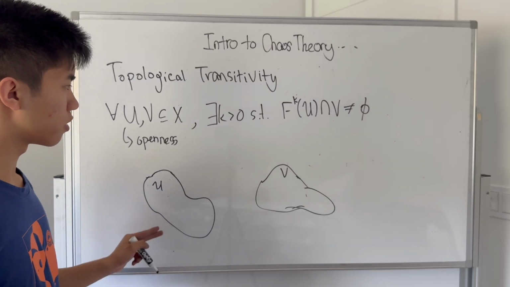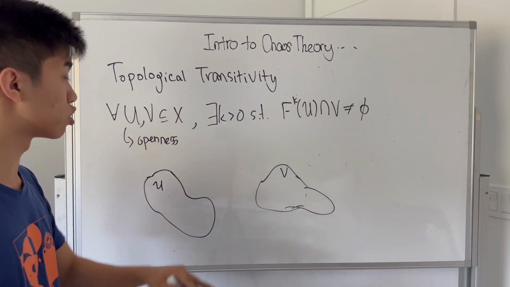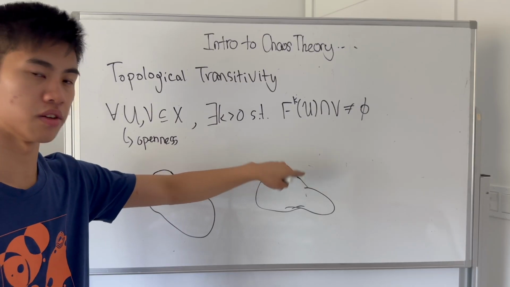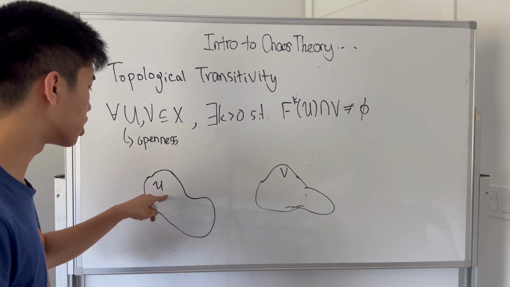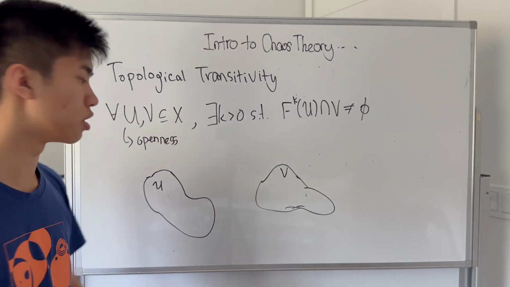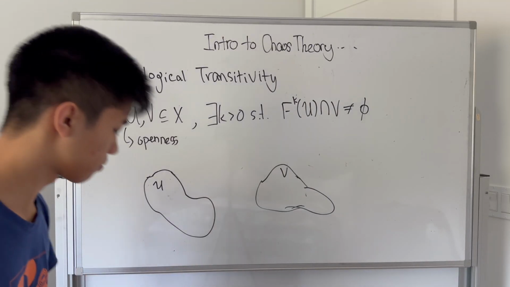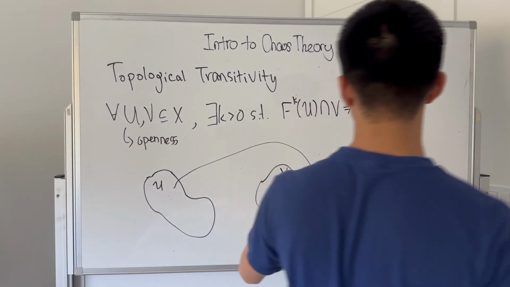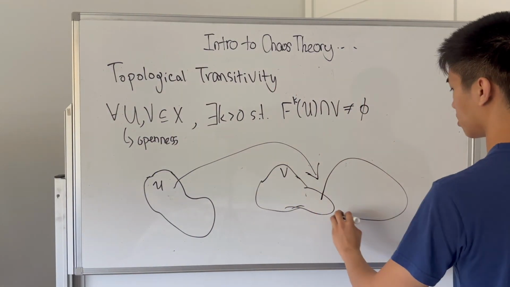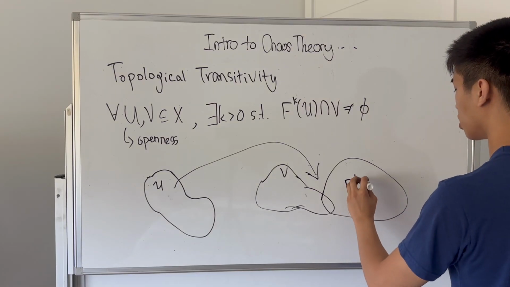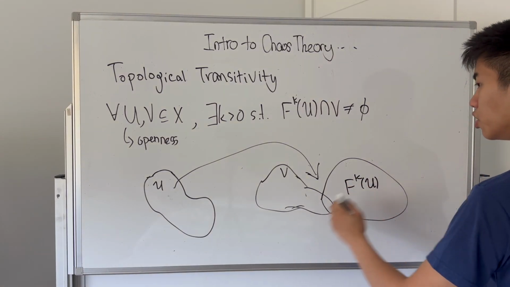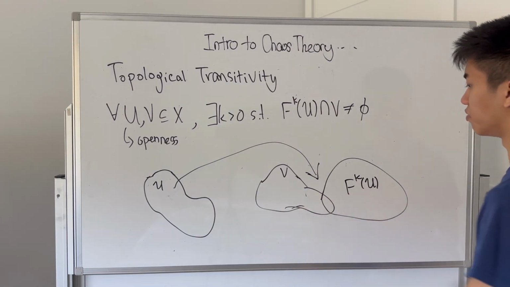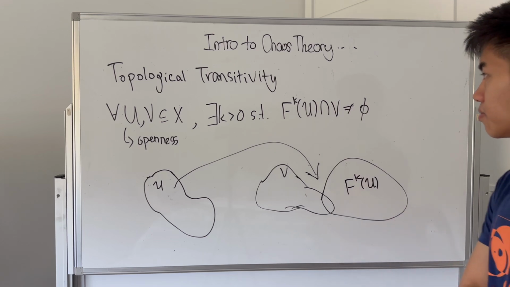Then for it to have topological transitivity, it's a requirement that if you fix v, freeze it in time, but you allow u to go forward in time, eventually u will have to intersect v. That's essentially all that topological transitivity means. You can choose u and v to be whatever you want, and u will eventually have visited v at least once.